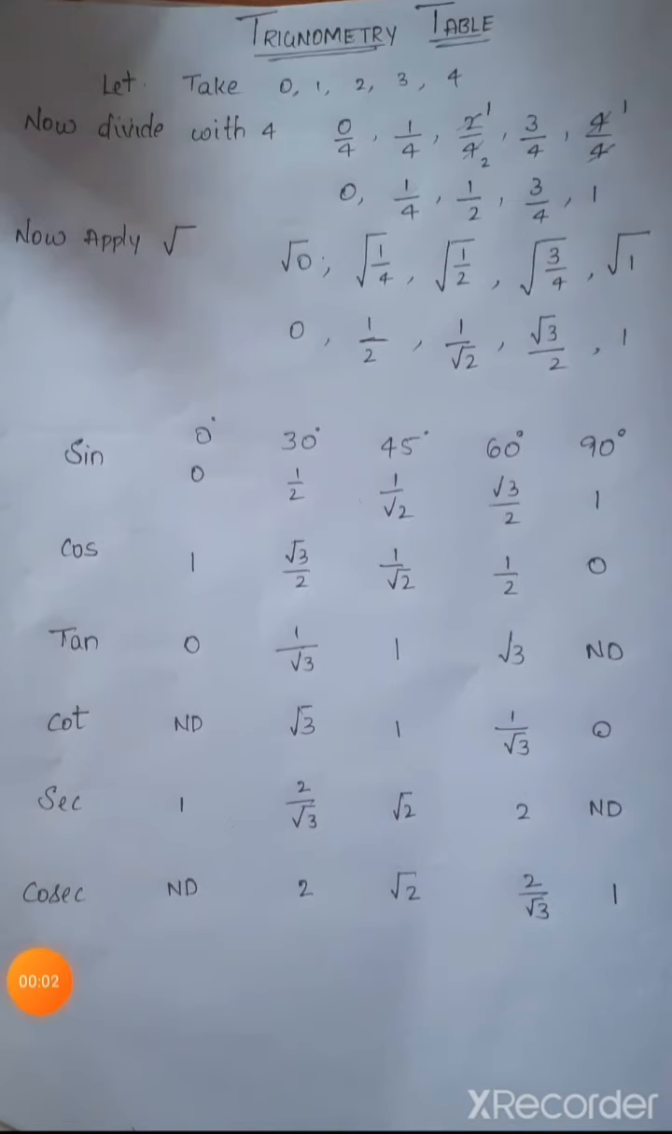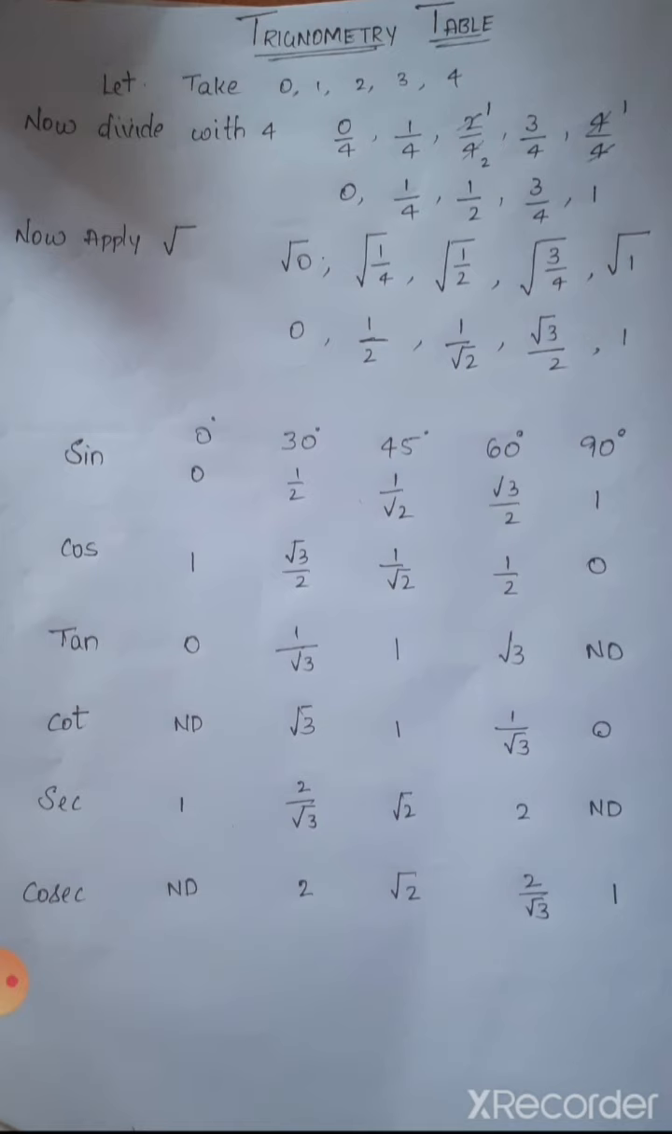Today our topic is the trigonometric table. Mostly we memorize the values of the trigonometric table, but sometimes we may get confused between the values of sine and cos. During exams, you may not know the particular value of sine 30 or cos 30. You may get confused whether sine 30 is 1 by 2 or root 3 by 2.